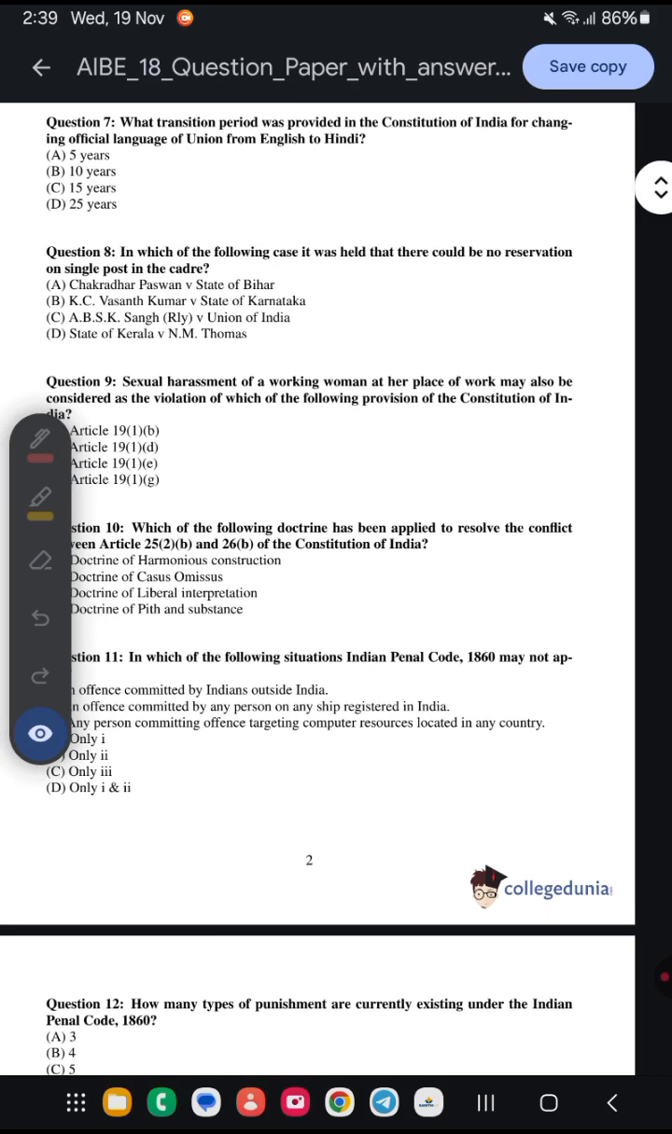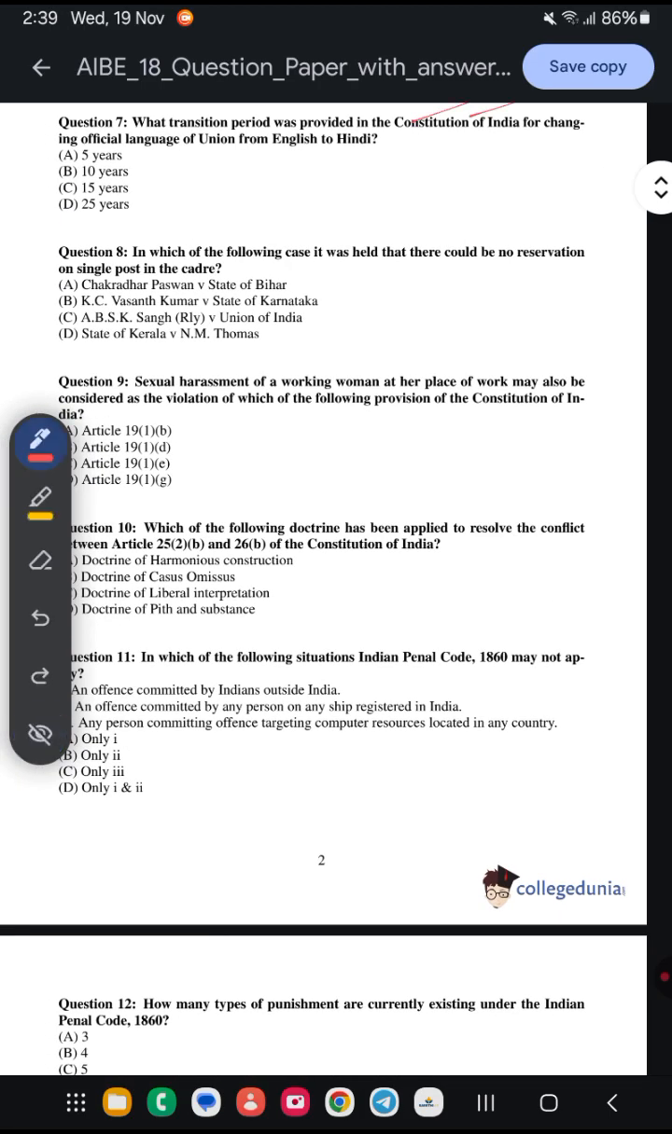So the next question is question number 7. A transition period was provided in the Constitution of India for changing the official language of the Union from English to Hindi. What was the time period? So the correct answer is C, 15 years. So this was allowed for the smooth transition from English to Hindi.